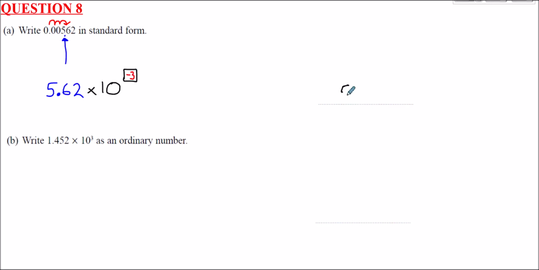Another way we can think of this is as follows. If you want to write a small number, a number less than 1, in standard form, you simply put the decimal point after the first non-zero number, in this case after the 5. The power of 10 will always be a negative, and the other way you can work out what the negative power is, is simply by counting the number of leading zeros, which is 1, 2, 3. That's another way you can see that it's going to be a negative 3.